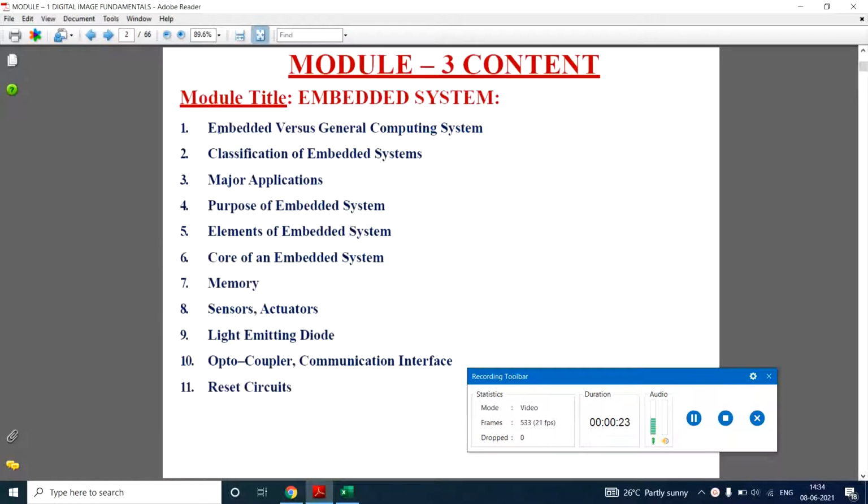Then in module 3, we have the contents: embedded versus general purpose computing systems, classification of embedded systems, major applications, purpose of embedded systems, elements of embedded systems, core of an embedded system, memory, sensors, actuators, light emitting diodes, optocoupler, communication interface, and reset circuits. So this is the content of module 3.